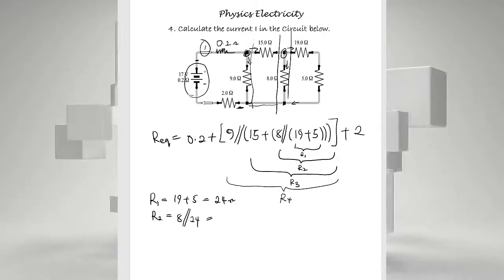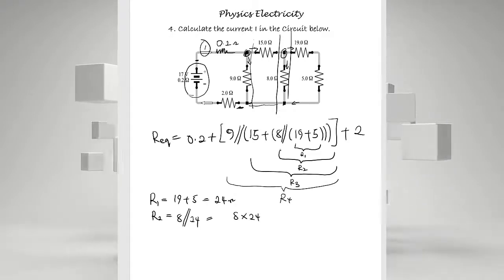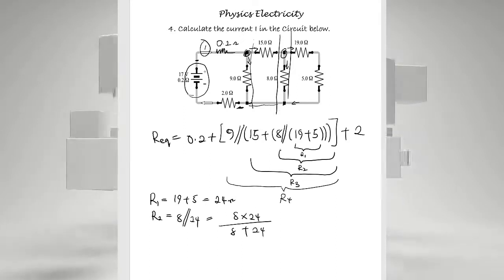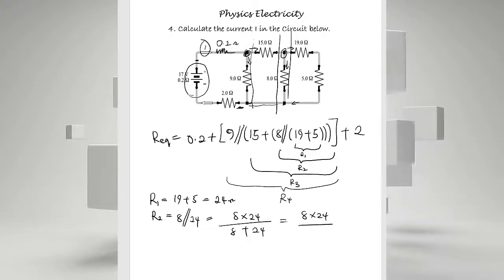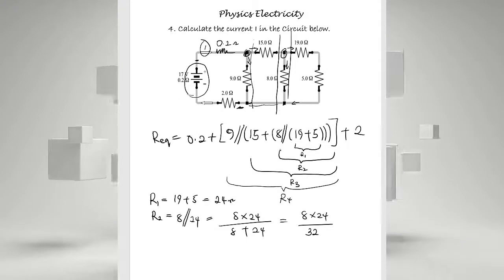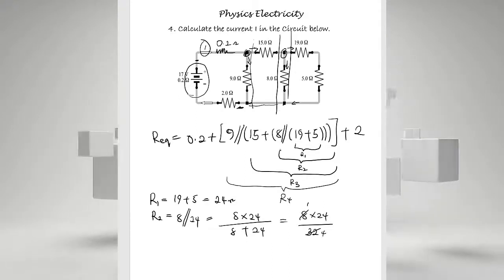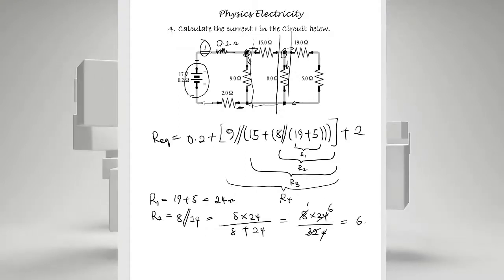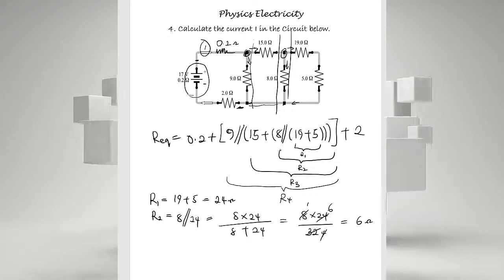And that is going to be equal to 8 times 24 over 8 plus 24. This would give us 8 times 24 over 32. 8 into 8 is 1, 8 into 32 gives 4, and 4 times 6... so that will give us 6 ohms. Then we can go ahead and solve for R3.